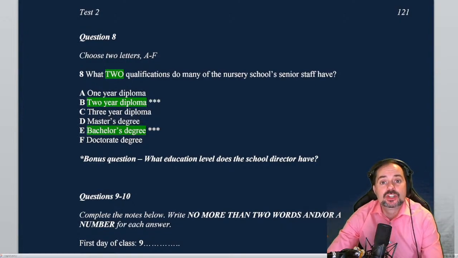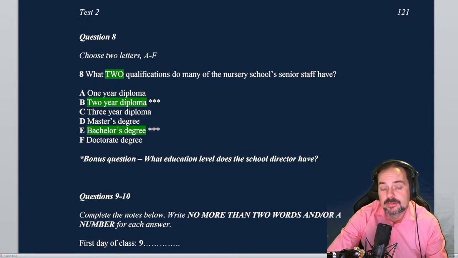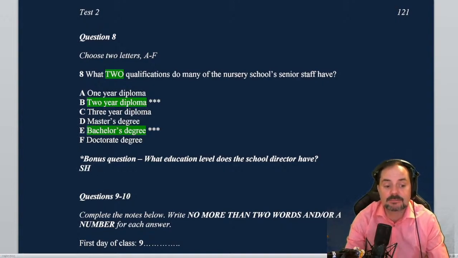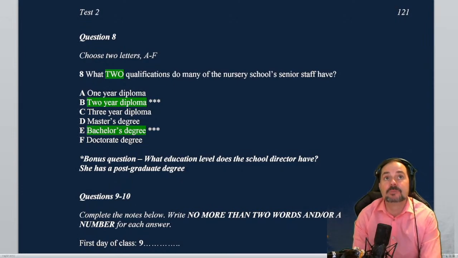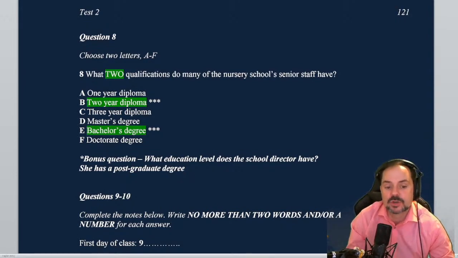Okay, yeah, so she has a postgraduate degree. So the best answer here would have been a postgraduate degree. It could be a master's degree, it could be a doctorate degree. We don't know that, but she has a postgraduate degree, which could be either D or it could be F. It could be both. It's not neither, Mel. It's actually one or the other or both. So we don't know, but it's a postgraduate degree. A postgraduate degree could be a master's or a doctorate.